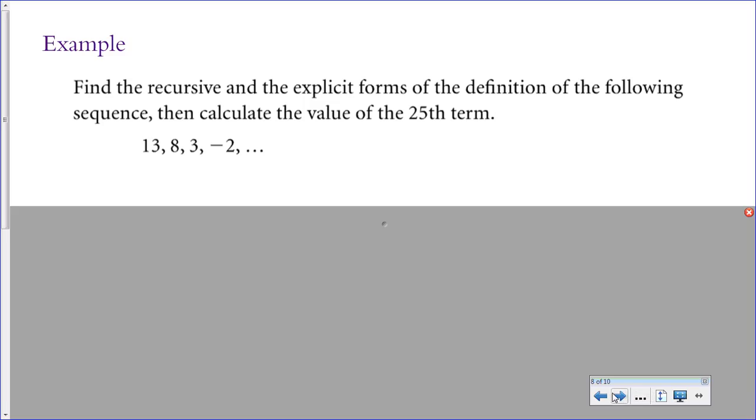All right, this example asks us, here's a new sequence. It asks us to find the recursive and the explicit forms of the definition, and then to calculate the value of the 25th term. It wants us to write the recursive formula and the explicit formula for this sequence.